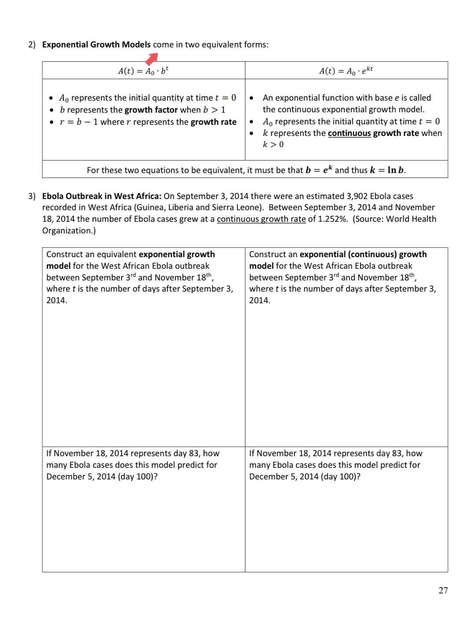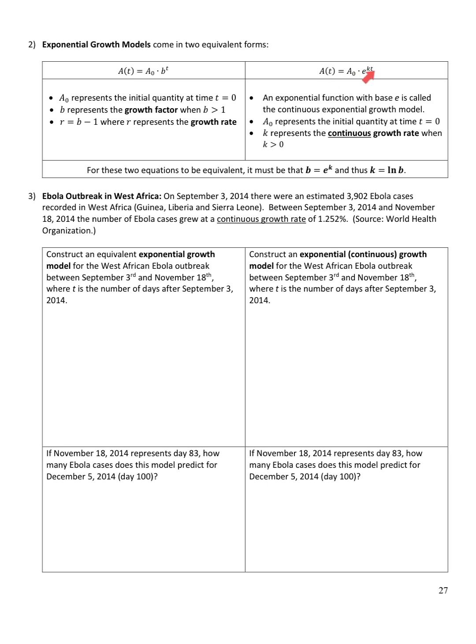Okay. In this format, a naught times b to the t, b is the growth factor when b is bigger than 1. And if you want to know the decay rate or the growth rate, you do b minus 1, and that will give you the percent growth or decay rate.